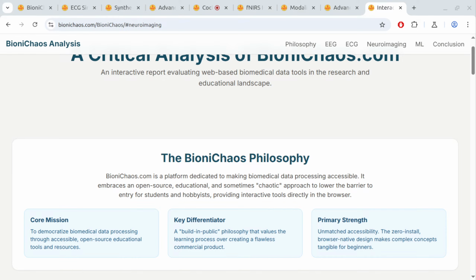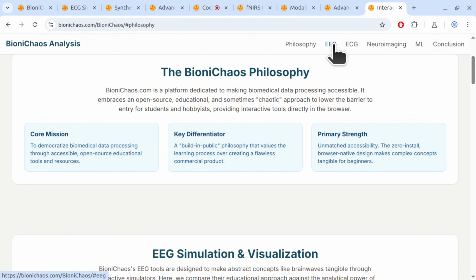Right. Think of it like your personal guide through the chaos of biomedical data, as the name suggests. So our mission today is to pull out the key insights from this resource, focusing on how it helps you learn, how it helps you think like a scientist. Exactly. And its real strength, I'd say, is in its teaching method, its pedagogy. It uses these interactive apps right in your browser, no installation needed, which is great.